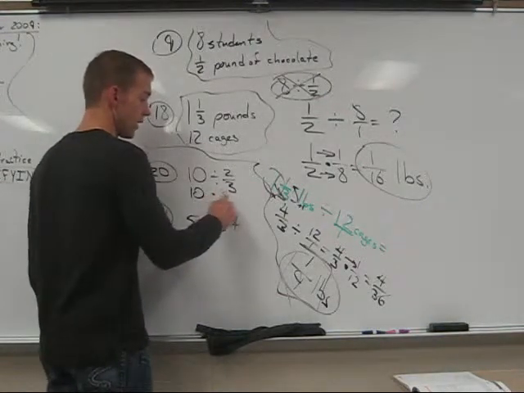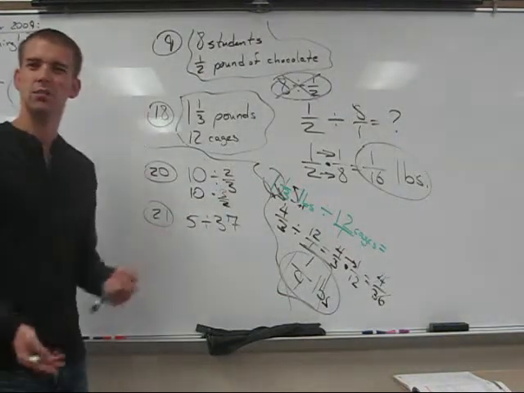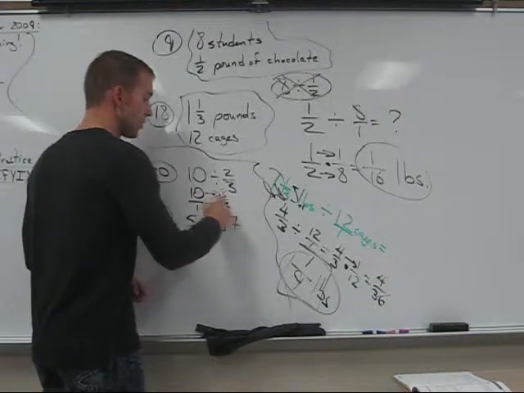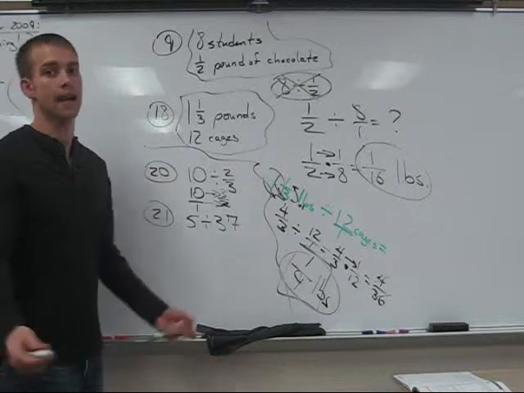Hey, flip these around for me. 3 halves. Wait, you can't multiply unless they're both fractions, right? Hey, I got you covered. We'll put 10 over 1. Now you can multiply straight across. And yes, you got to simplify.